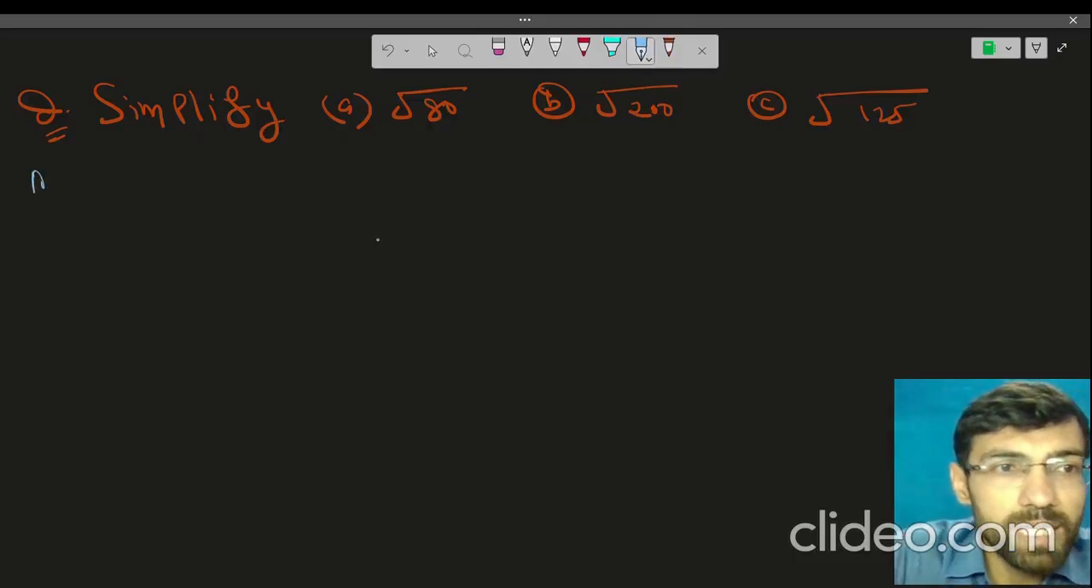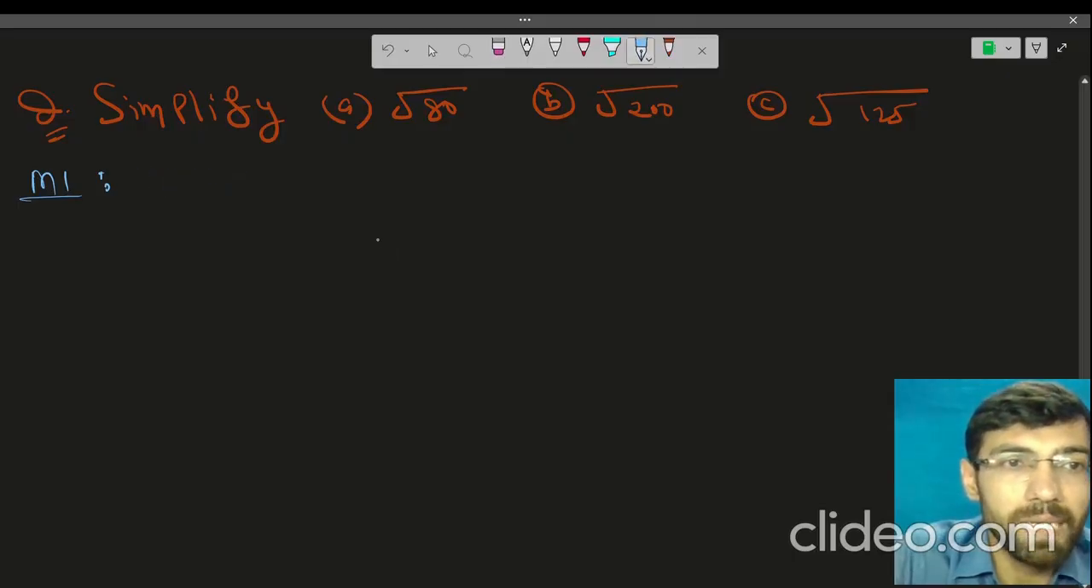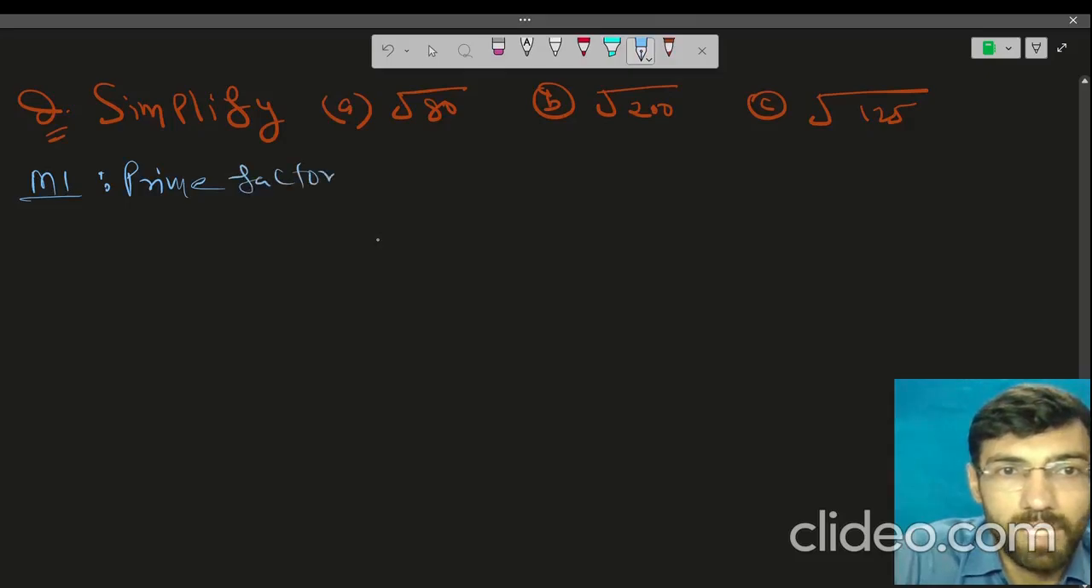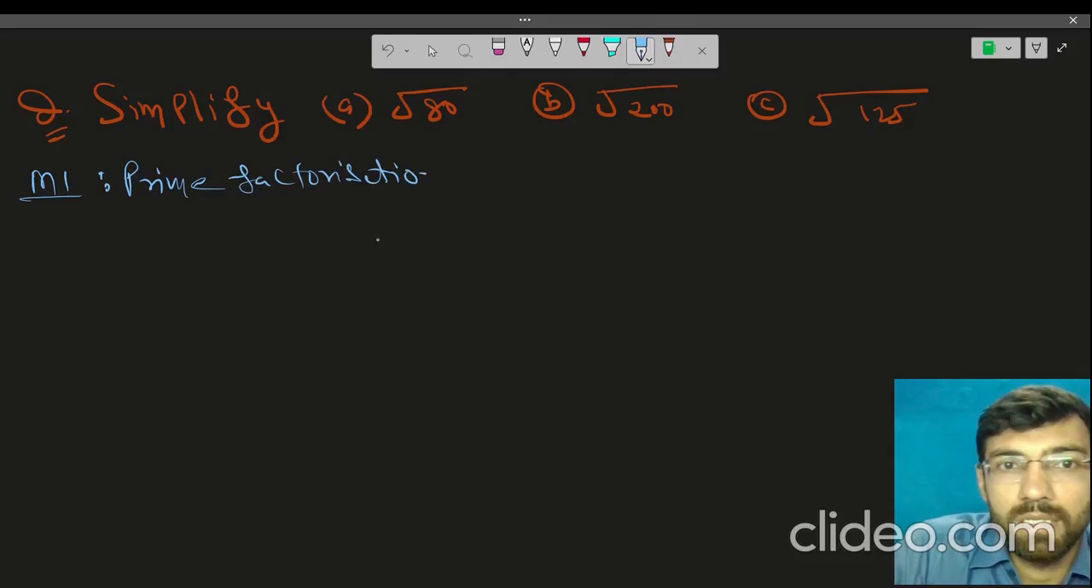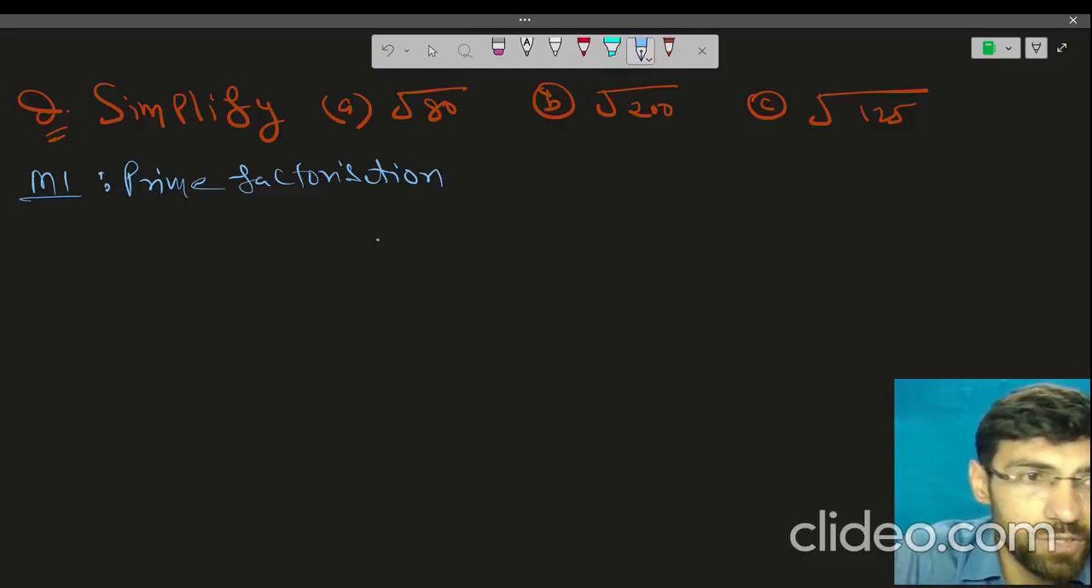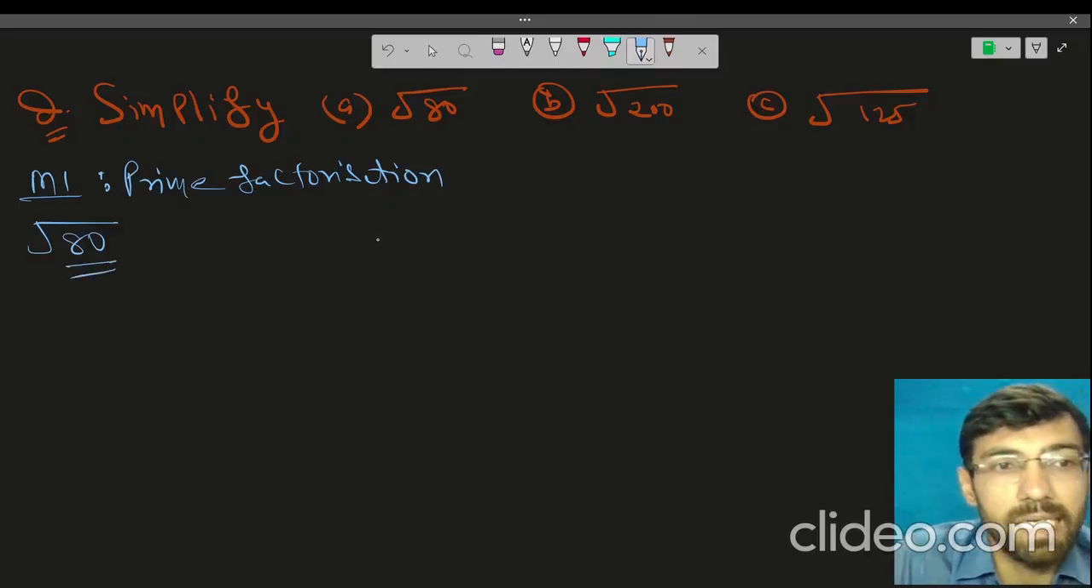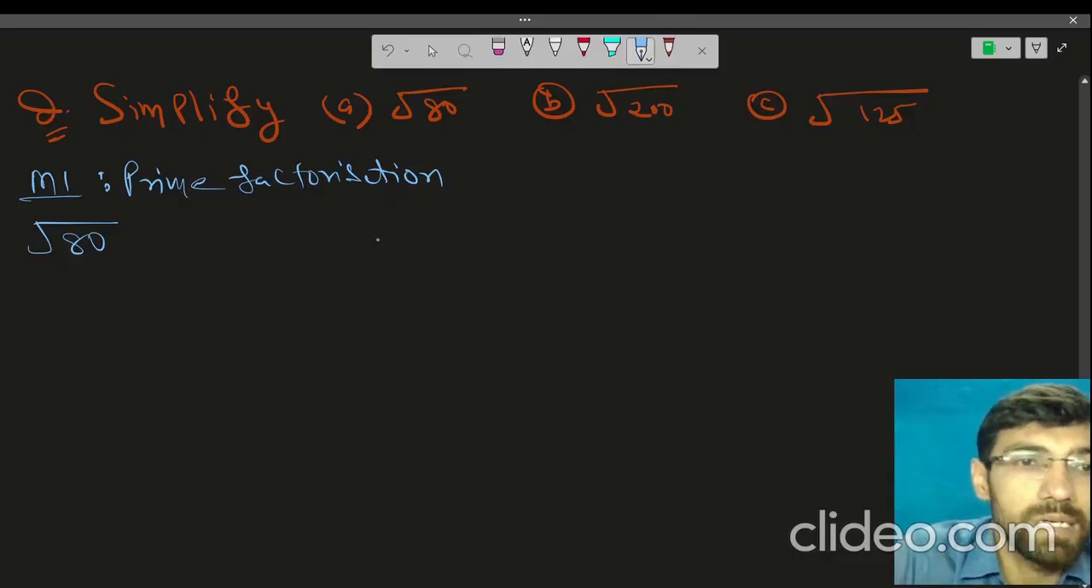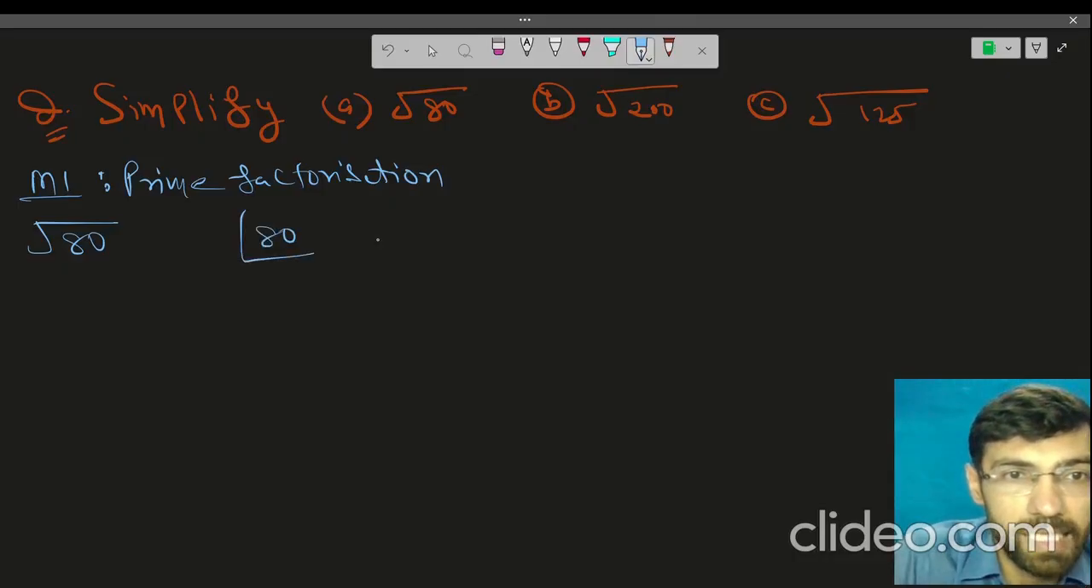Method 1 is a quite direct method. Here we do prime factorization. If I do prime factorization, in the question we have to find the square root of 80. So the number inside the square root is 80. Therefore, we will do prime factorization of 80.